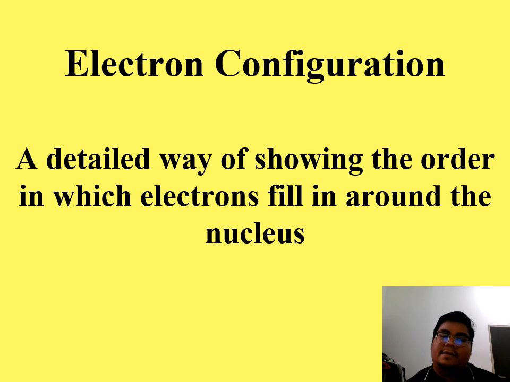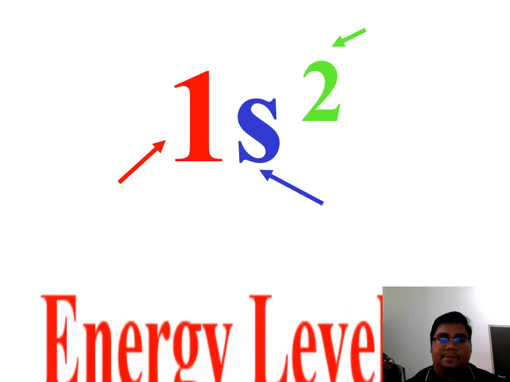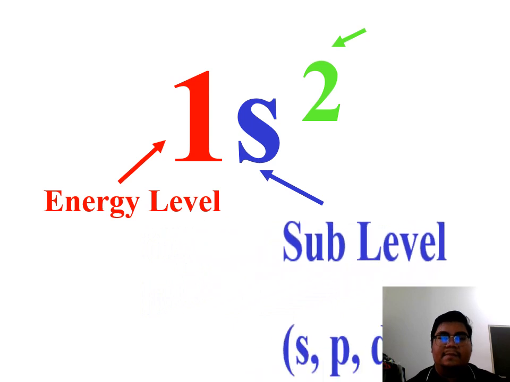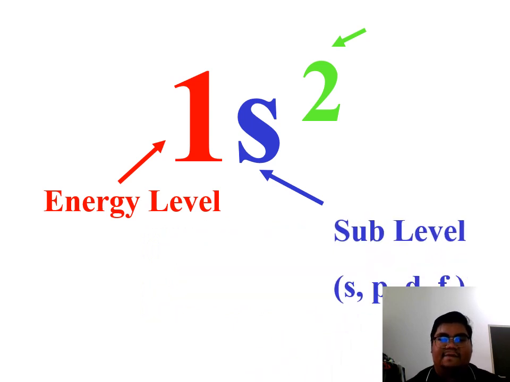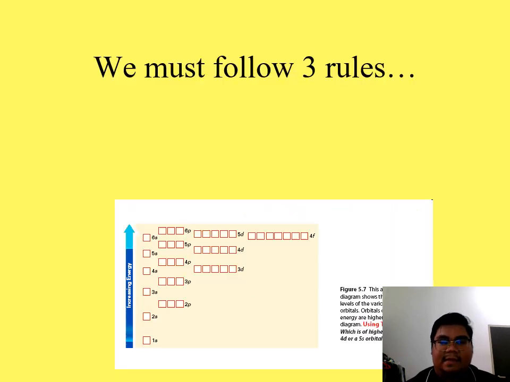Now we're going to learn about electron configuration. It shows how the electrons will fill up the orbitals. The number in front is what we call the energy level, and the letter is the sub-level, so this is the orbital s, p, d, and f. And the number 2 here is the number of electrons in that sub-level.